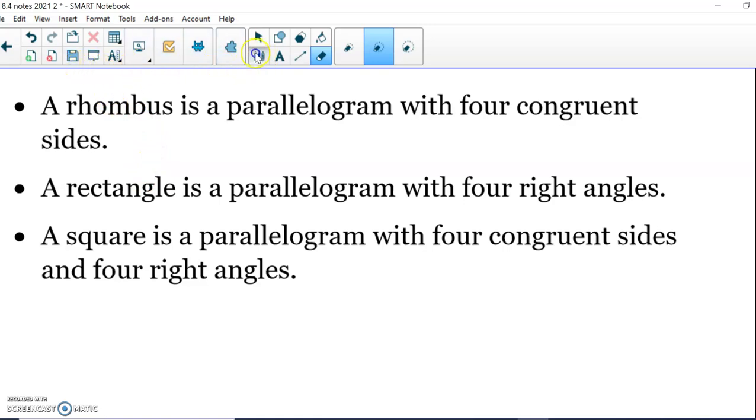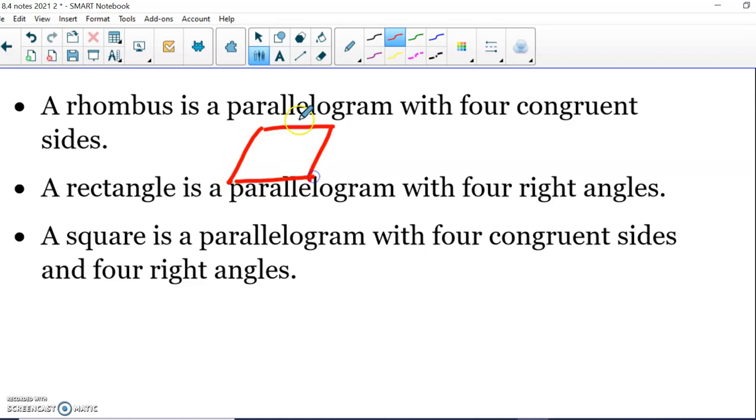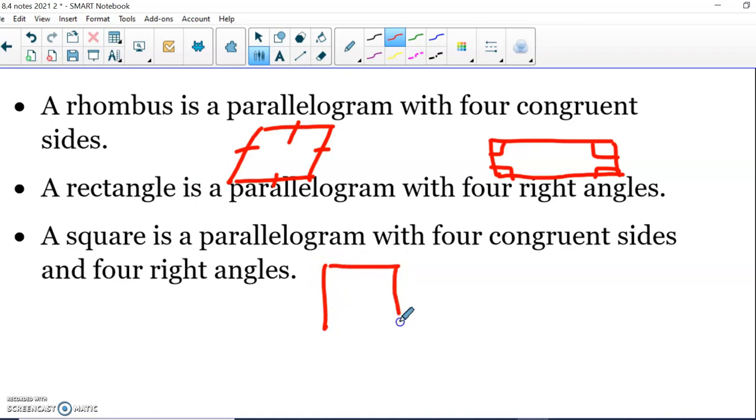If we take our parallelogram and make it have four congruent sides, it turns it into a rhombus. So it's sort of like a tilted square. If we take our parallelogram and straighten it out so it now has four right angles, we can call it a rectangle. And the last one, if it has four congruent sides and four right angles, it's a square. You know that, right?